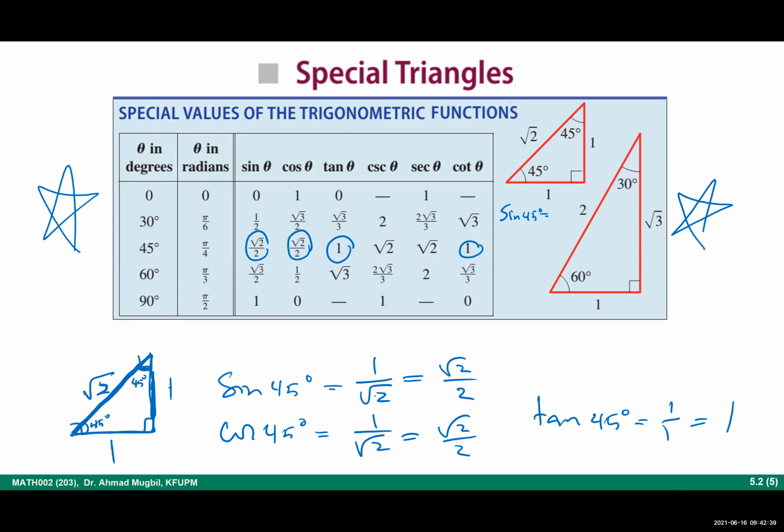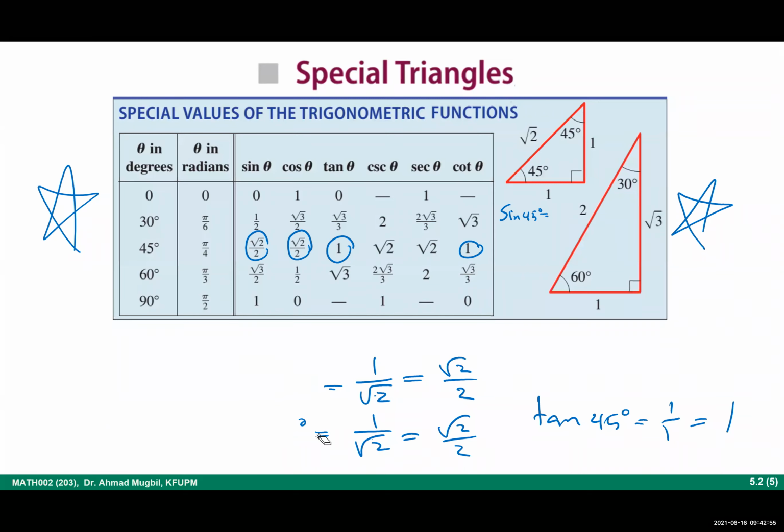And this is just the reciprocal, ya shabab. When you take the reciprocal of this, you will get cosecant. The reciprocal of this will give you secant. So this is why this is the easier one, ya shabab, because its sine is the same as its cosine. Is it clear? Let me go to another special triangle.